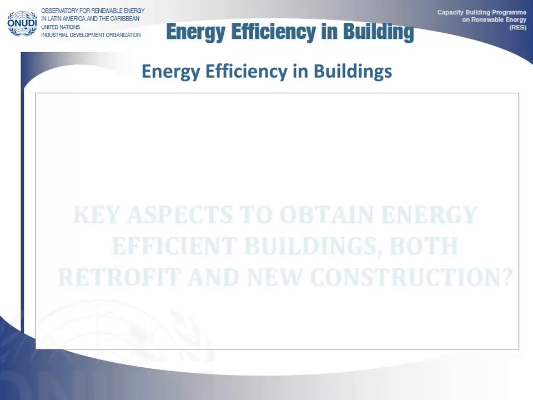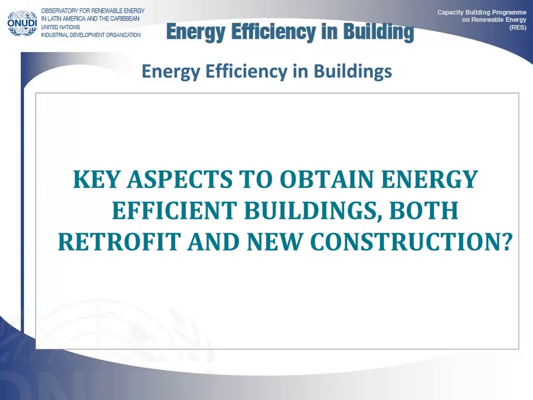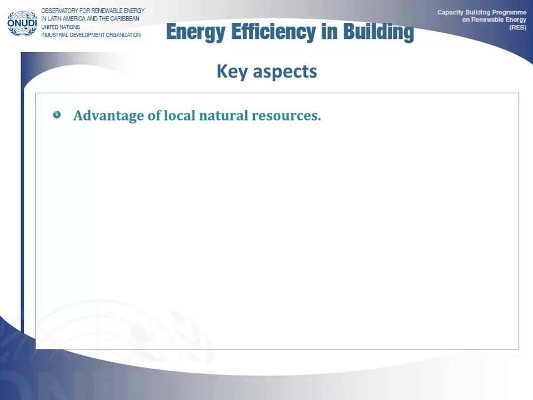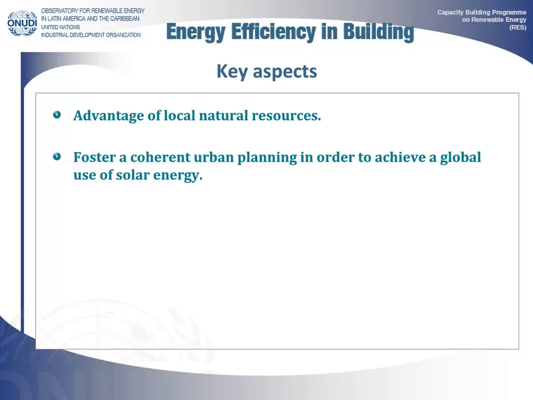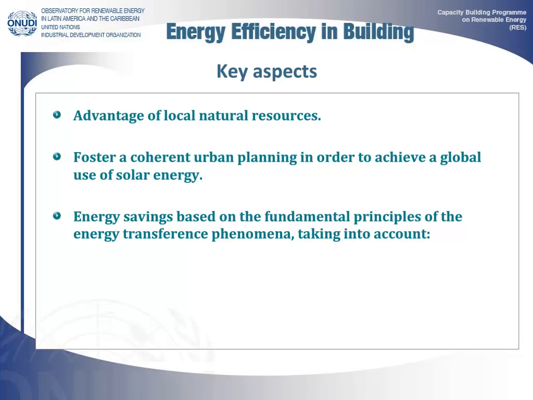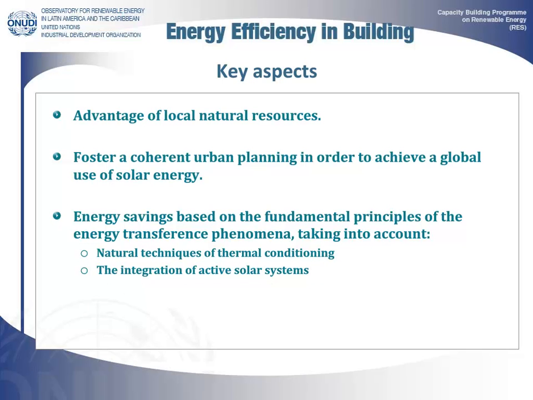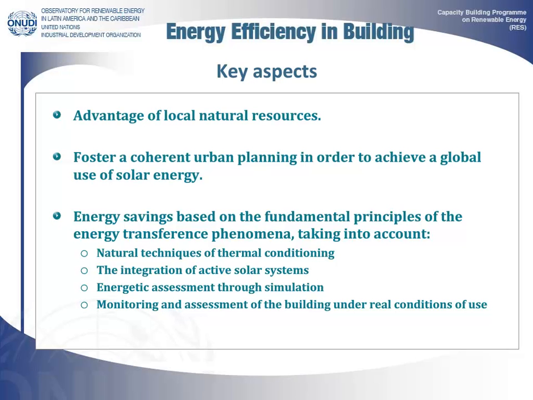The first question we might ask is, which are the key aspects to obtain energy-efficient buildings, both retrofitted and new constructions? The key aspects are all related to design. The design has to foster the natural techniques of thermal conditioning. Thus, the building's energy demand can be reduced to a considerable extent. Another key aspect is to design the building and the systems so the energy demand, which has been reduced by natural means, can be supplied as far as possible by active solar systems. To achieve this goal, coherent urban planning is necessary in order to maximize the global use of solar energy, avoiding shading from close-by buildings, fostering favorable wind currents, facilitating heat evacuation, etc.